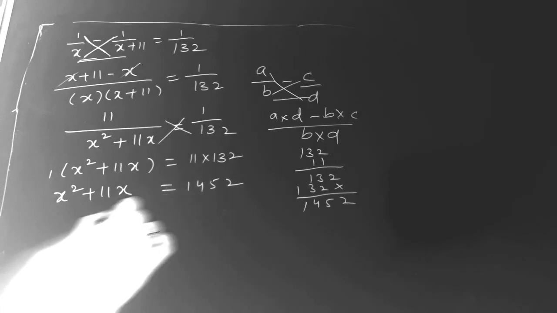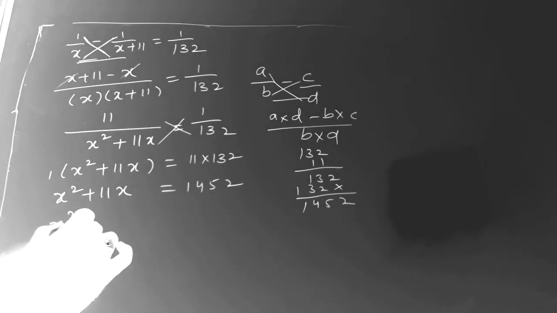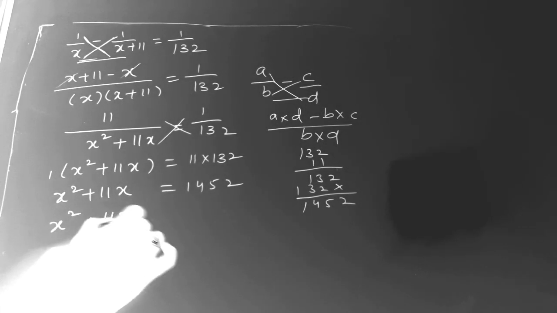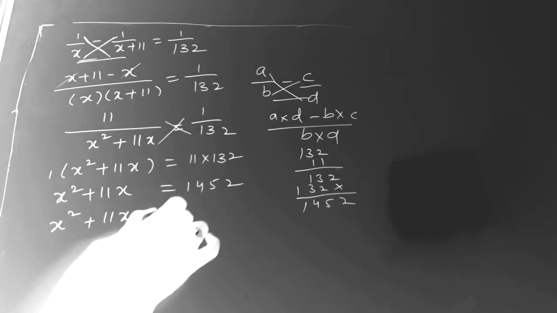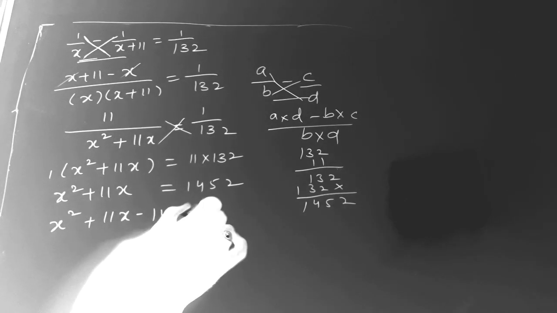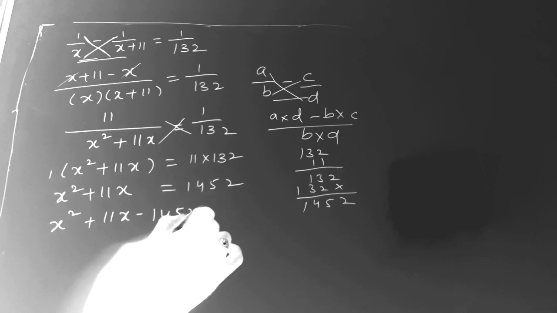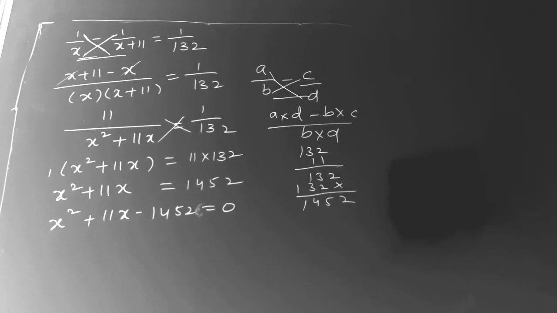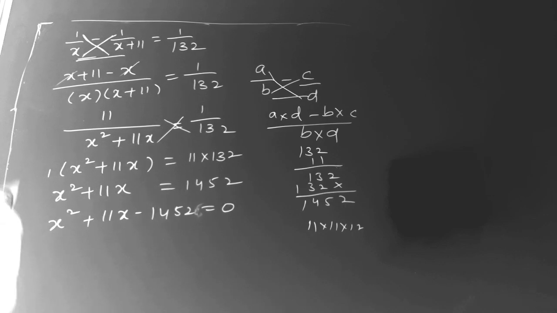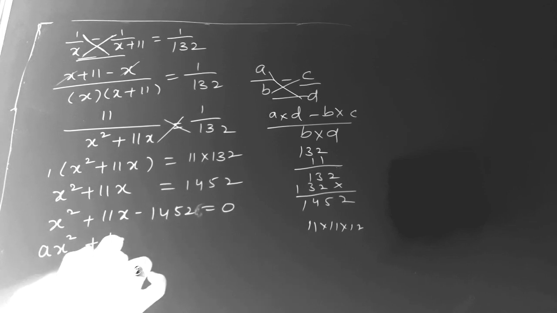$1,452. So now you bring this 1,452 to the left side, it becomes minus. Now here we will apply the quadratic formula and find out the roots. So it is in standard form, ax square plus bx plus c is equal to 0.